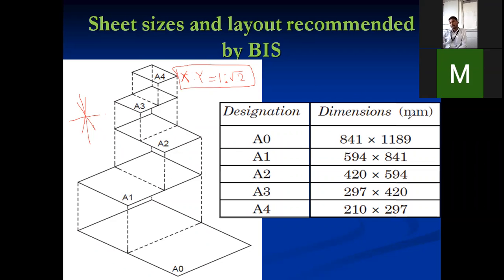While remembering this table, first you have to note down A0, then A1, then A2, then A3, and finally A4. So the sheet sizes you have to write down first: A0, A1, A2, A3, A4. Then one of the sheet sizes you have to remember anyhow is A4.